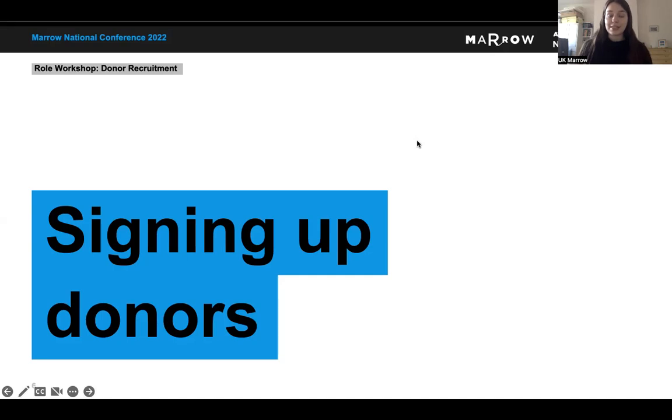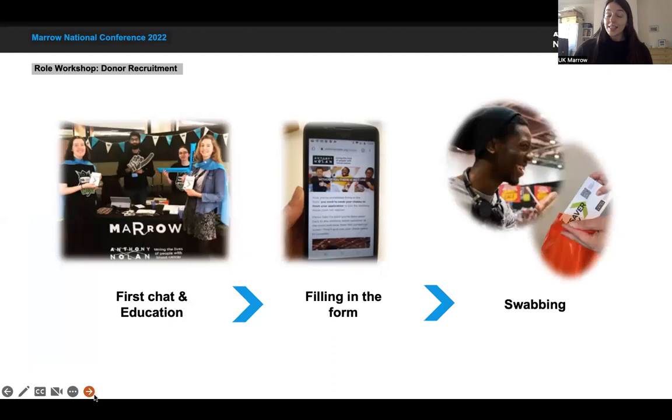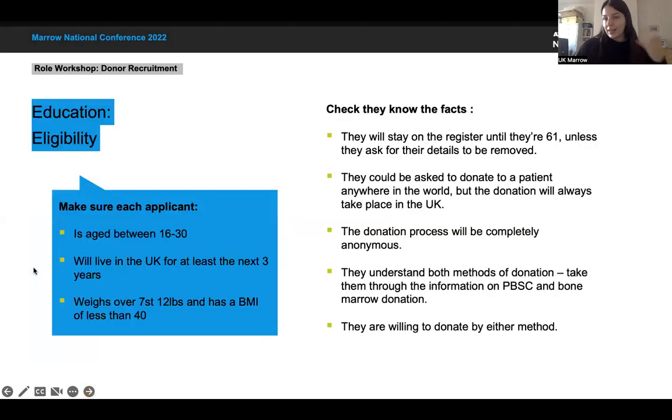So you've pre-labeled your wallets, you are ready to sign up a donor. How do you do that? The sign-up process generally looks like this. So you start with the first chat at the education desk. This is hopefully how your desk is looking, roughly. You've got a tablecloth on it, you have everything you need on the actual desk. It looks visually appealing. And then once you've explained to somebody how the process works, they then go on to fill in a form and then they swab their cheeks. So starting off with the education desk.